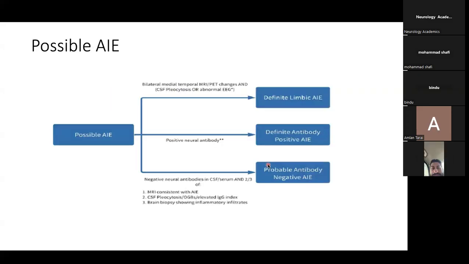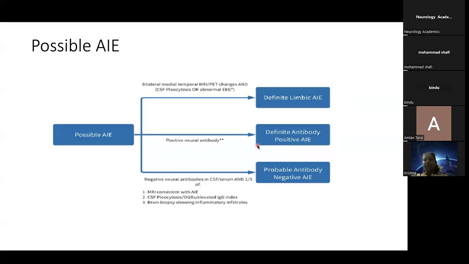Now come to the possible autoimmune encephalitis. So if we are suspecting possible autoimmune encephalitis, but antibody is not positive, in that case we can definitely say it is a definite limbic encephalitis, on the background of bilateral mesial temporal MRI, PET scan. So directly from clinical and radiological parameters, we can say it is a definite limbic encephalitis. But in case of possible autoimmune encephalitis, where the antibody is positive, we can directly say that is definite antibody-positive autoimmune encephalitis.